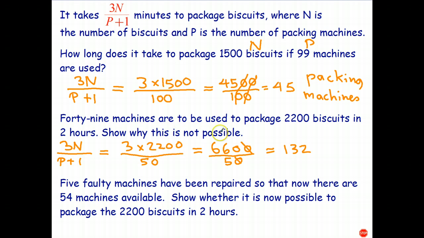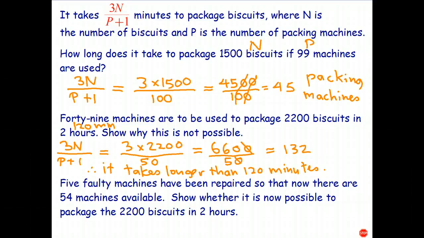And why isn't it possible? Well, 2 hours is only 120 minutes, so therefore it takes longer than 120 minutes. And that's why it's not possible to do it.